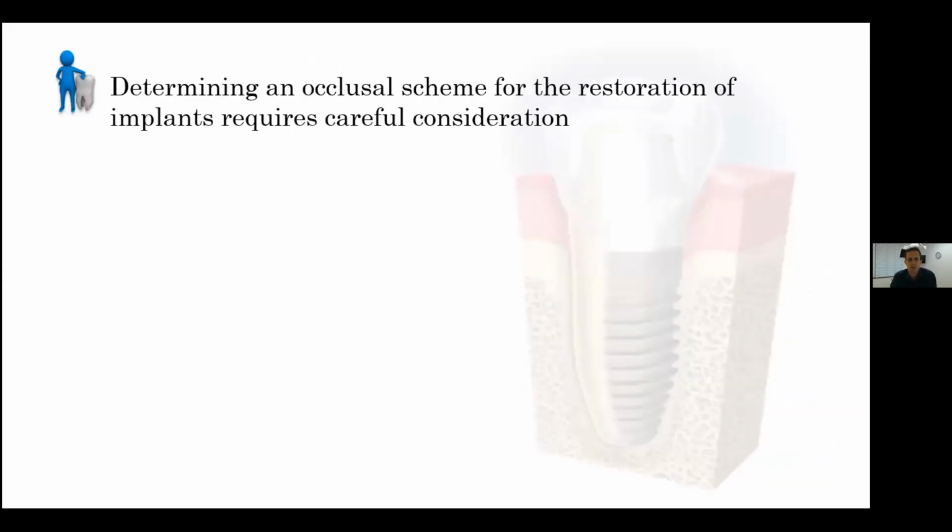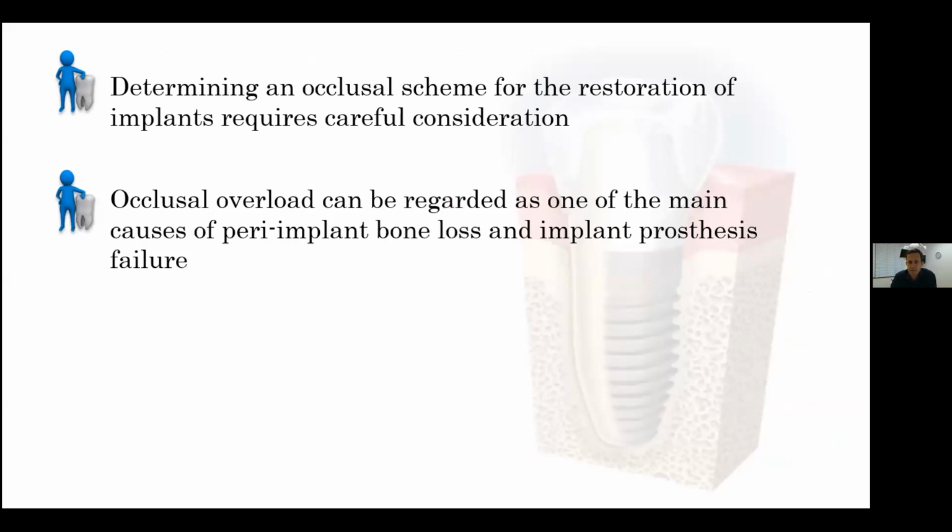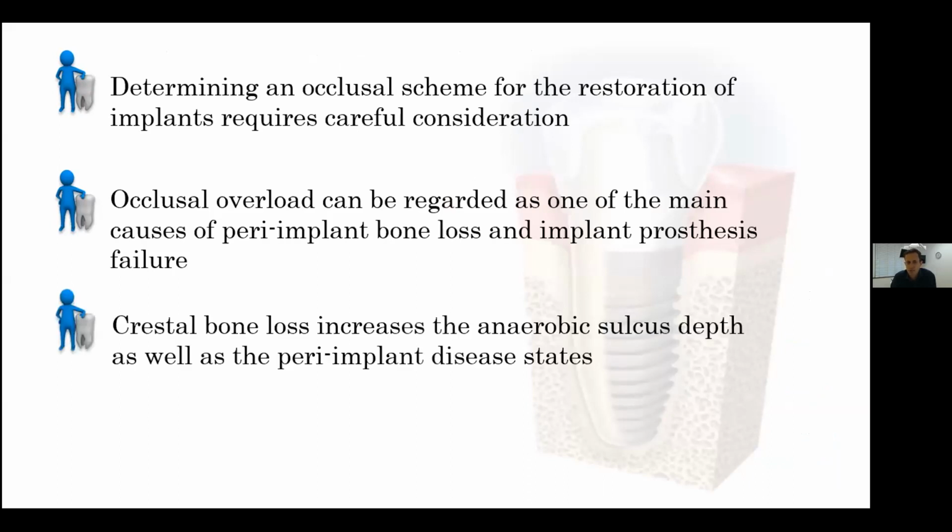So if we move forward, I'm going to say that determining the occlusal scheme for the restoration of implants requires very careful consideration. Occlusal overload can be regarded as one of the main causes, or at least a contributory cause, of peri-implant bone loss and implant prosthesis failure. If we get crestal bone loss, it will increase the anaerobic sulcus depth and we'll therefore have an increase in our peri-implant disease states.